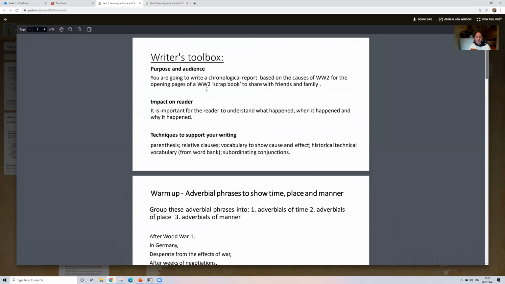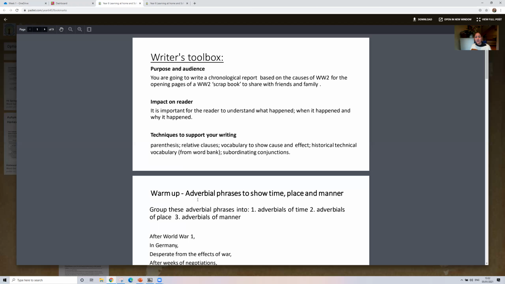So really important to keep referring back to this writer's toolbox when you're editing and improving. We've got a few questions for you to really think about when you're reading through. So the first thing you need to do is read through your work, because we all know that sometimes we miss out a word or a sentence doesn't quite make sense. And it's really important that we read that through out loud to ourselves, just to make sure that we're not missing any of those words or made any silly mistakes that we can correct.